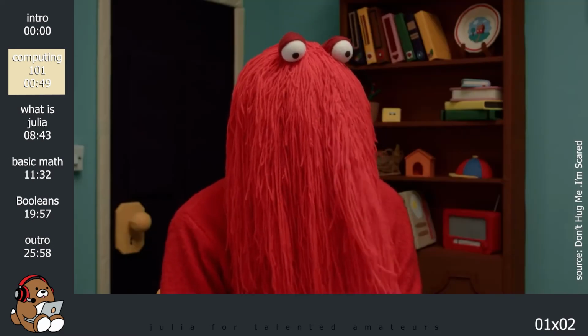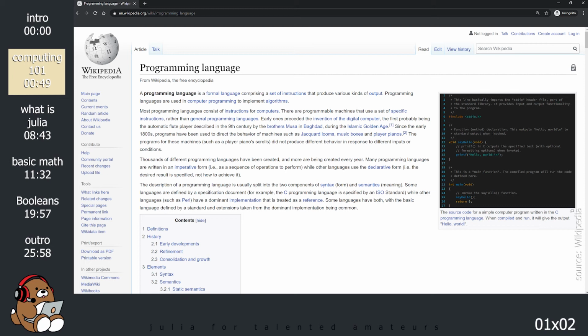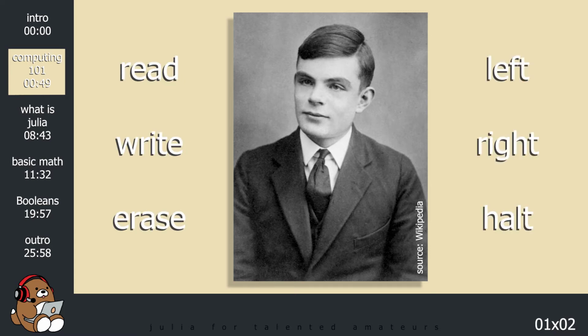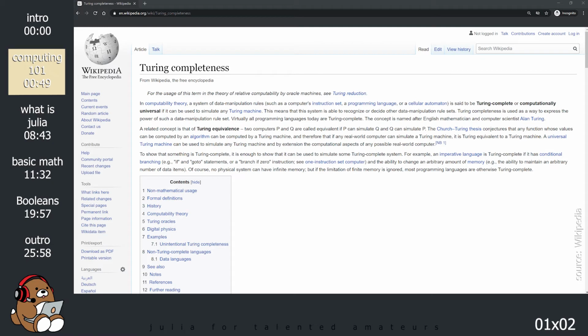What is a computer programming language? Computer programs are written using one or more computer programming languages. Conceptually, a computer programming language is an abstraction of natural human language that we use to control the behavior of computers. All computer programming languages ultimately boil down to a set of primitive operations that are used to create recipes for computers to follow. Alan Turing showed that you can compute anything using just 6 primitives: read, write, erase, left, right, halt.